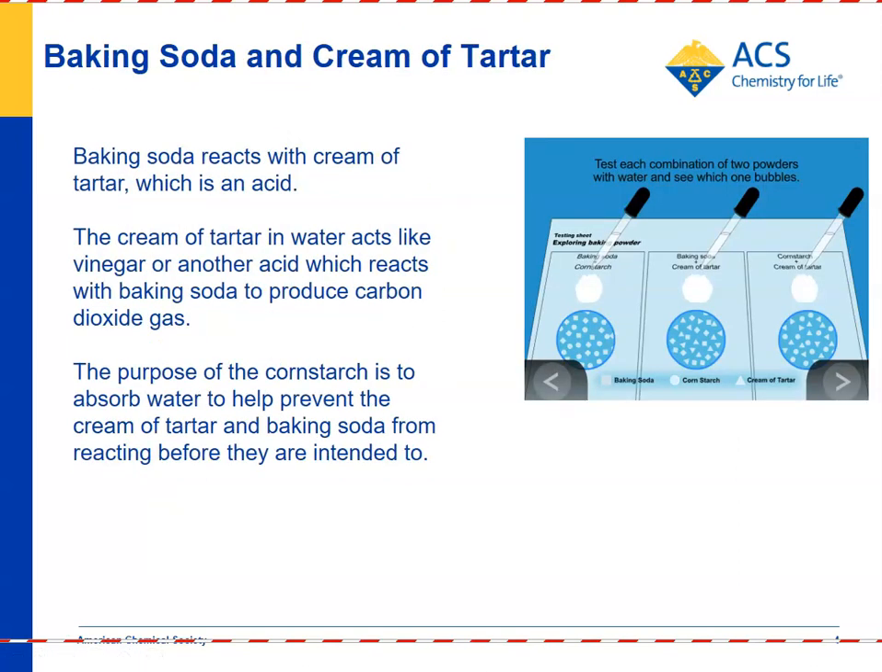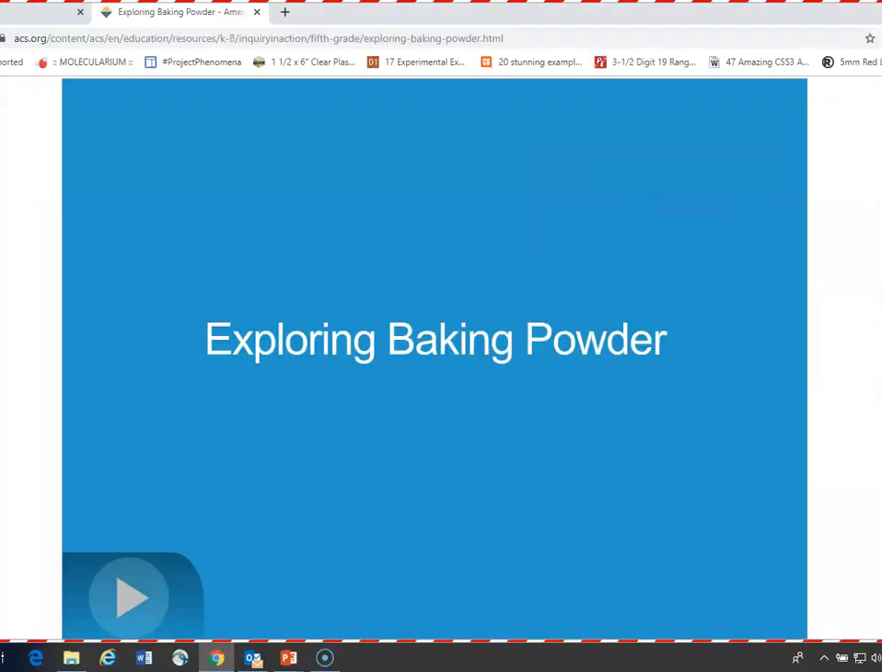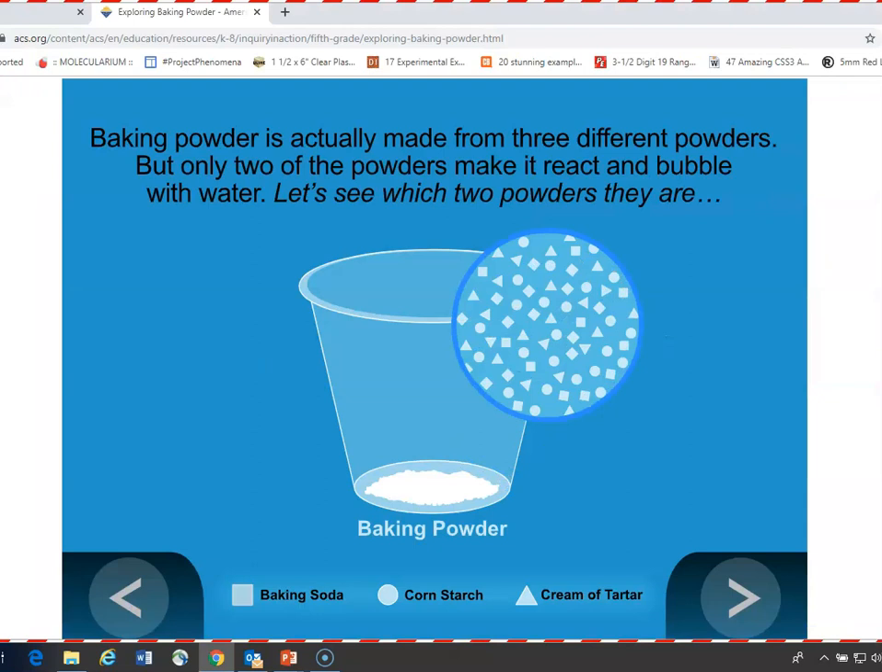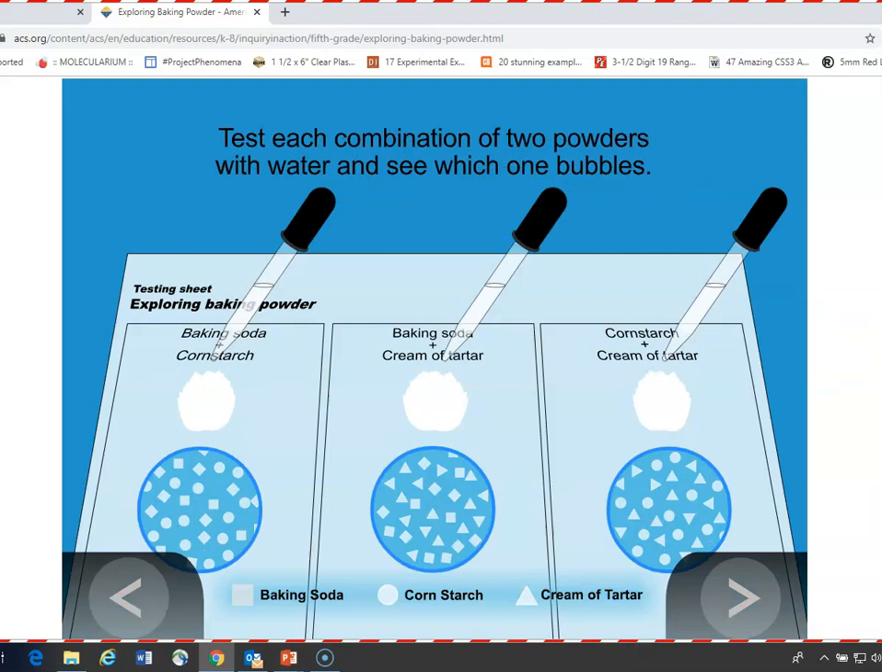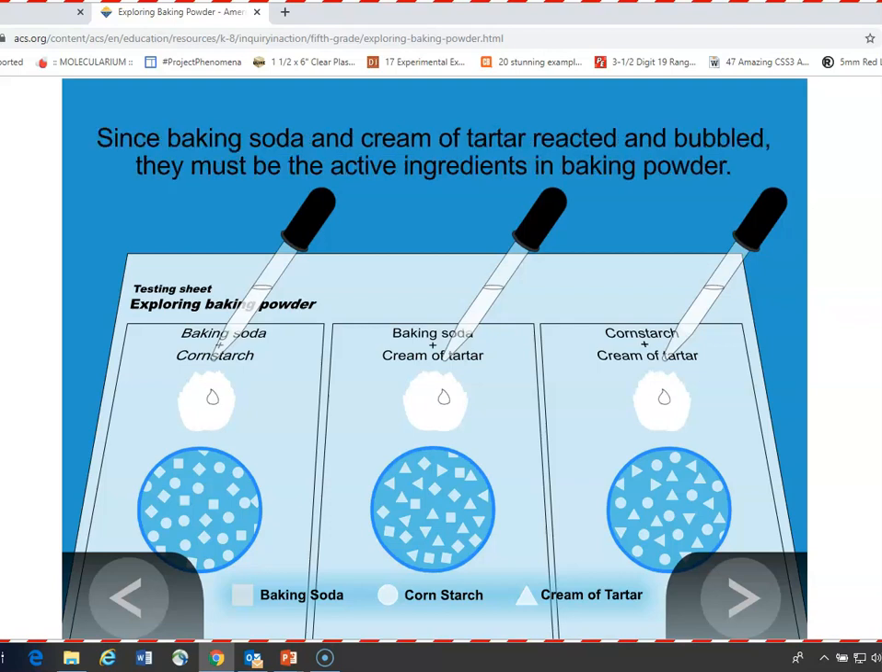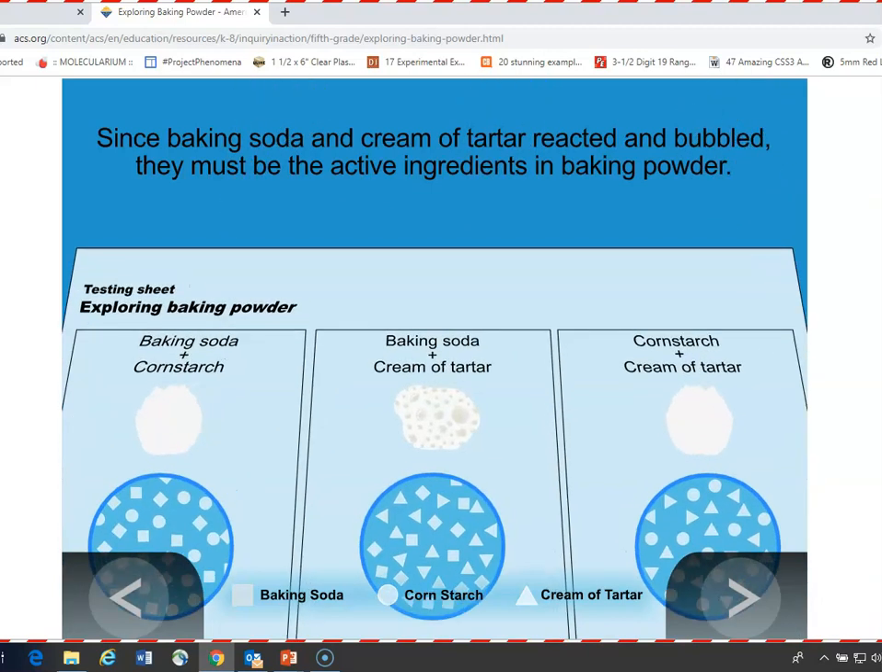So we can take a look at an animation to try to help students visualize why this is happening. In the animation, students see a model of baking powder that it's composed of baking soda, cornstarch, and cream of tartar. Just very simple shapes are used for each one. So what happens when water is added to the different combinations of baking soda plus cornstarch, baking soda plus cream of tartar, and cornstarch plus cream of tartar? Well, when the water is added, it shows that the only one with a reaction is baking soda plus cream of tartar.